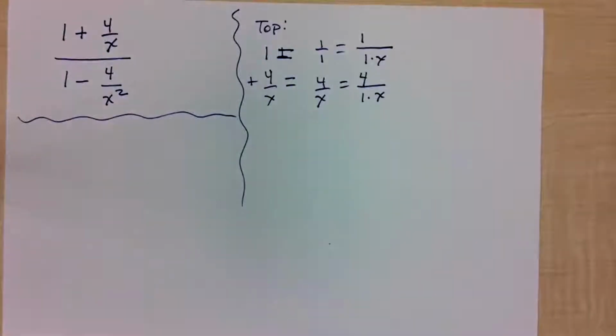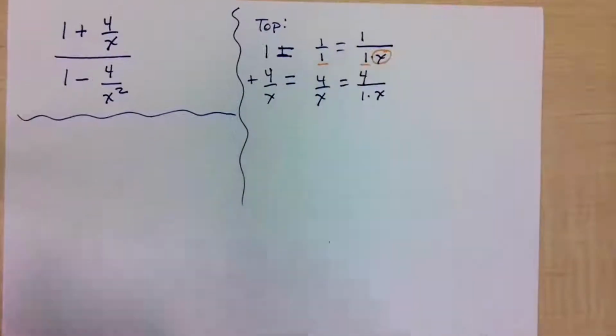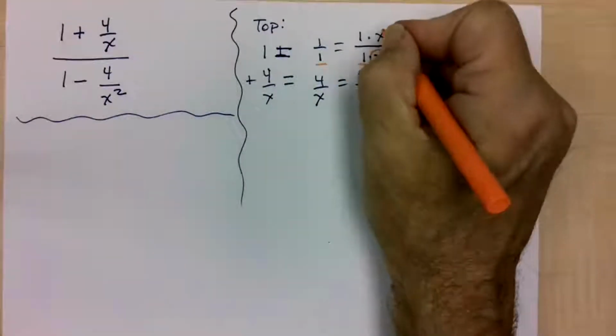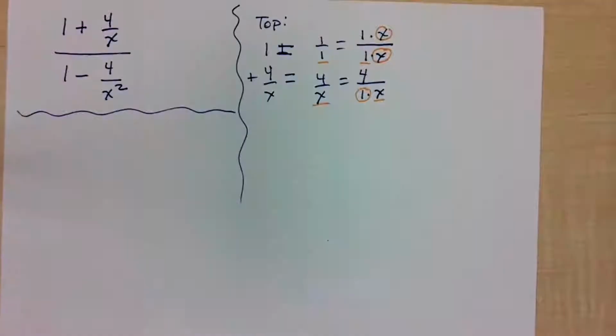Let's look for what's new. 1 was there before. x is new. Multiply the top by x to keep it fair. x was there before. 1 is new. Multiply the top by 1.